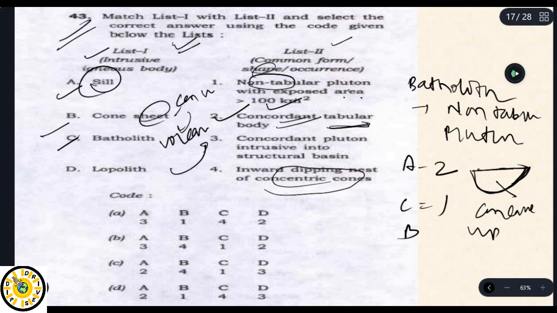यहाँ पे देखो, ये तो फर्स्ट एलिमिनेट हो गया क्योंकि A 3 है, because our answer is A will be 2 definitely, because sill is a concordant tabular body, है ना? सो ये दोनों से कहीं होगा. So B will be the 4, right? So this is the right answer. So C will be the right answer for question number 43.